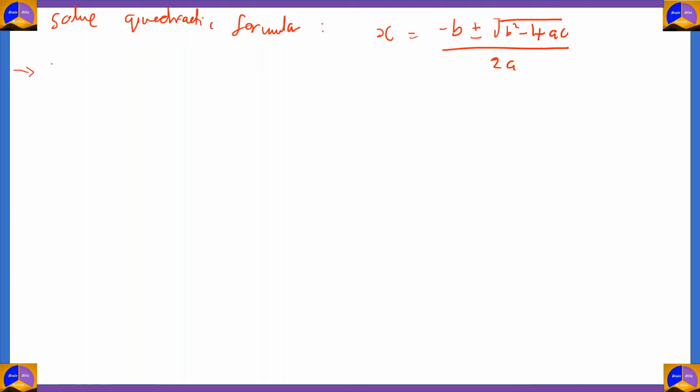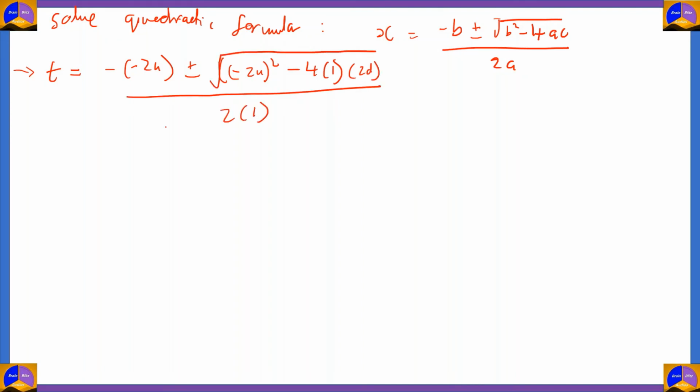And for our scenario, it's time that we need to calculate as the variable. So t will be equal to minus b. And here b is given as minus 2u. So that'll be minus of minus 2u plus or minus b squared, which is minus 2u the whole square, minus 4 times a, which is 1, times c, which is 2d, and that is under a root, divided by 2 times 1. So it'll be 2u plus or minus root of 4u squared minus 8d, divided by 2.